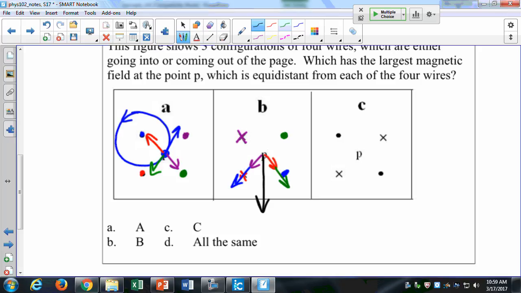The purple one here goes into the page, and so my magnetic field goes around like that. At this point, it's down and to the left. The green one is out of the page, and so it folds around and gives us that vector. The blue is out of the page, right there, and then the red is into the page, so it folds around and gives us this vector. I think on this one you get 0, is that right? Yeah, on this one you get 4 vectors that are all equal but opposite. I'll leave you on your own to try that out.